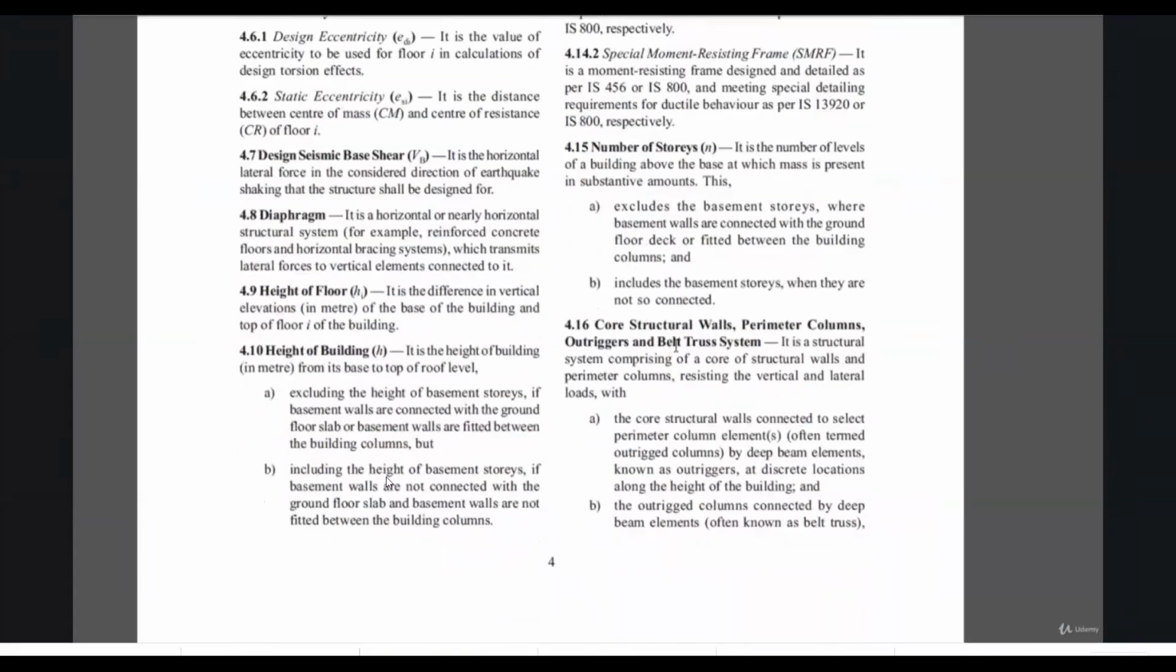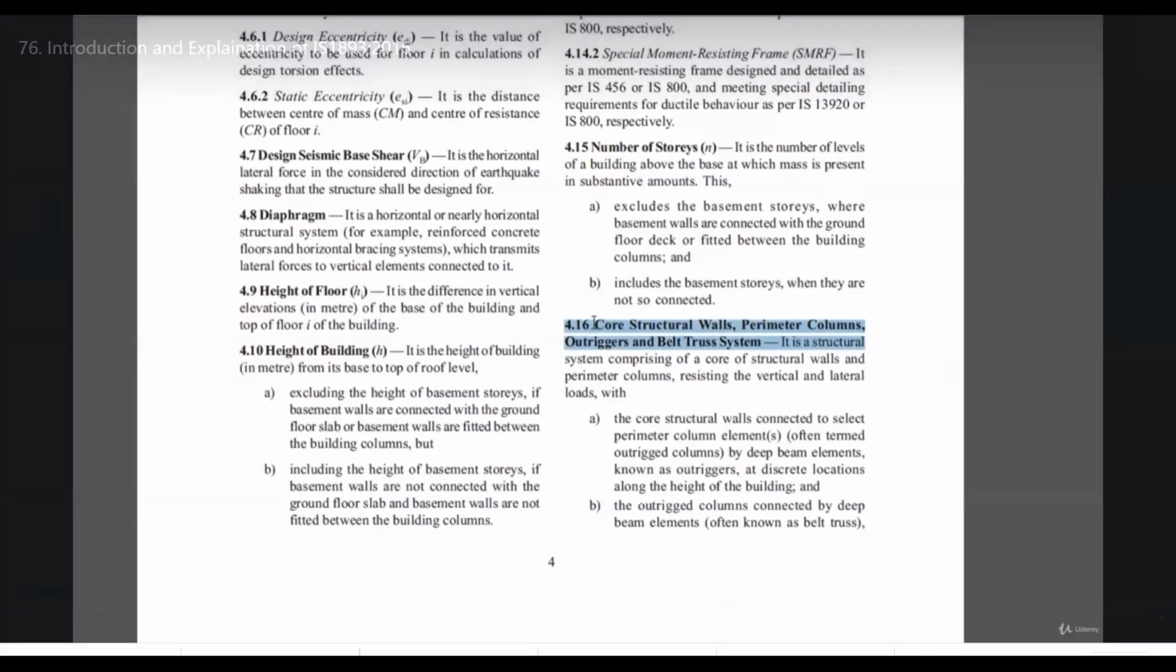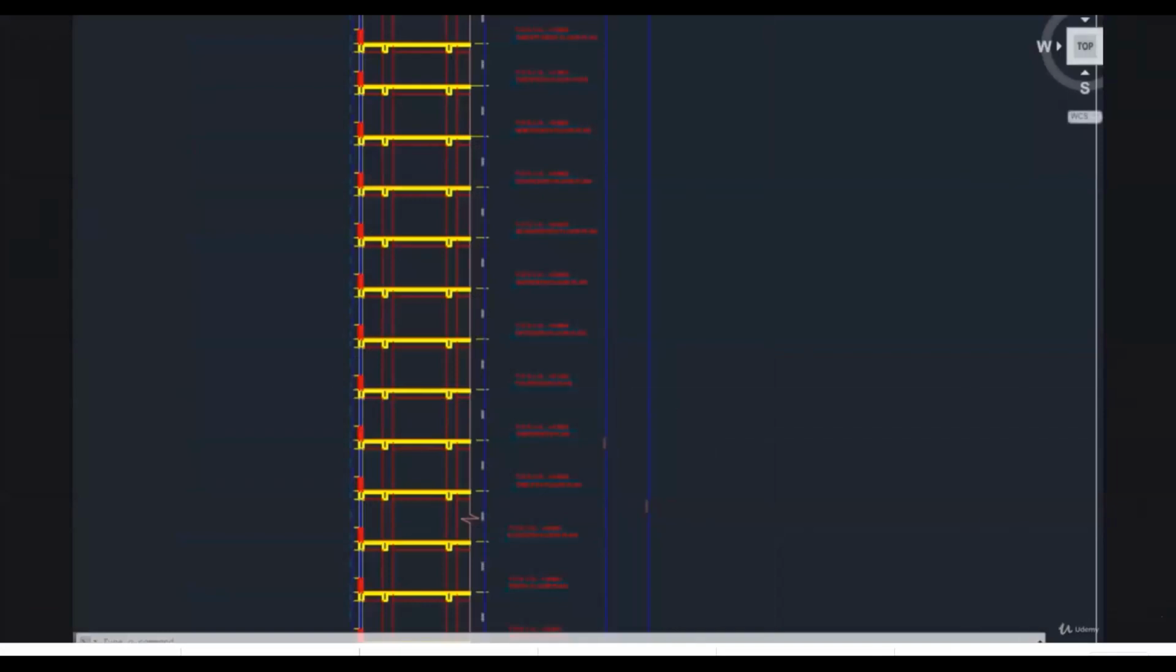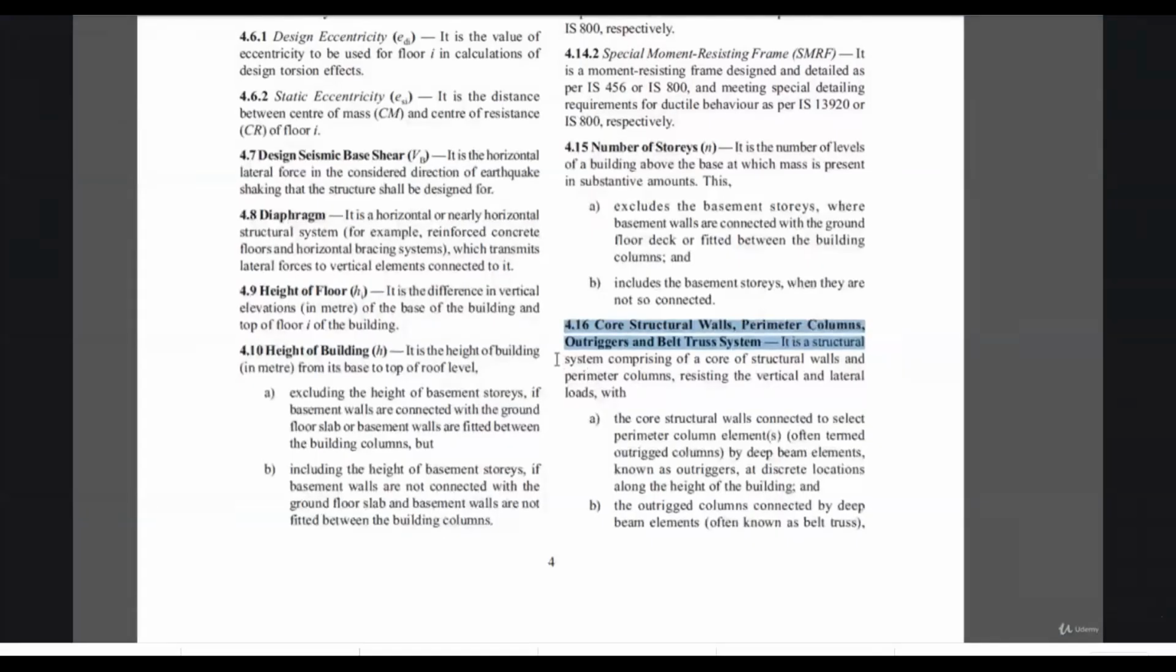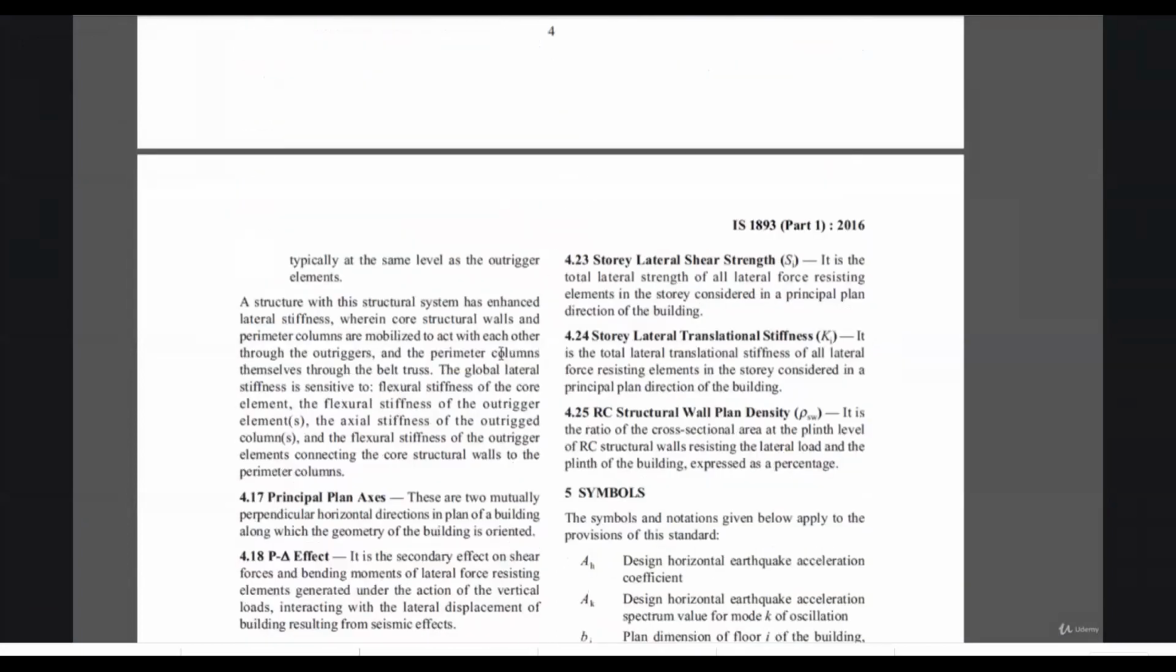Now, in high-rise buildings, core structural walls, perimeter columns, outriggers, and belt truss systems: these four types of structural systems are the most dominant while we are designing very high-rise buildings. Our building is only 26 stories, but if we are going for buildings where the number of stories is more than 50 or more than 100, then we need to assign these types of structural systems to the building.